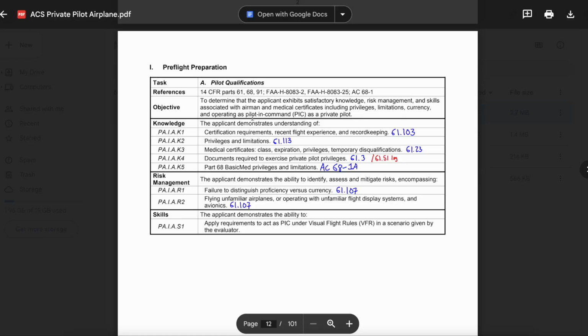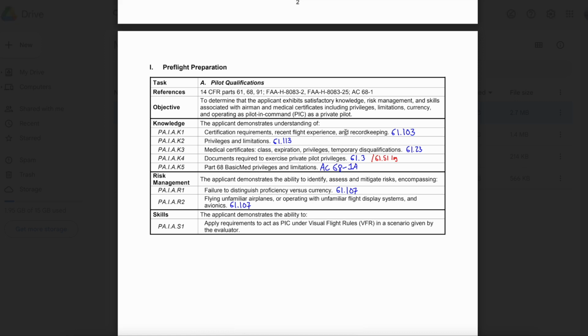All right, let's go ahead and get started. So, certification requirements. What are the eligibility requirements for a private pilot certificate? 14 CFR 61.103 says you must be at least 17 years of age, be able to read, speak, and write the English language, hold at least a third class medical certificate, receive the required ground and flight training endorsements, and meet the applicable aeronautical experience requirements, as well as pass your required knowledge tests.